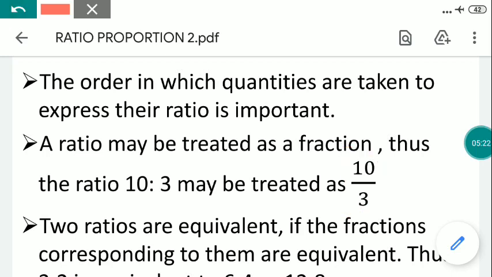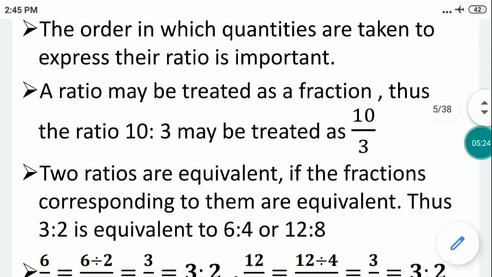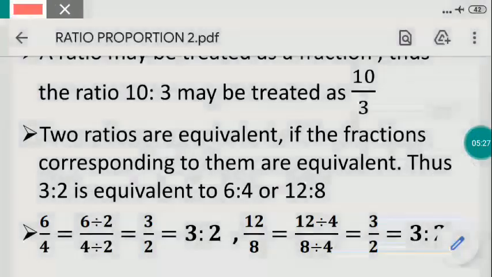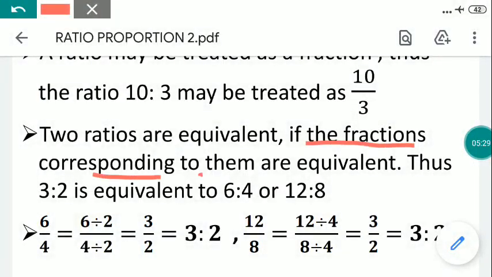Next, two ratios are equivalent if the fractions corresponding to them are equivalent. That means suppose you are given ratios, write down those ratios in terms of fractions and check whether those fractions are equivalent or not. Thus the ratio 3:2 is equivalent to 6:4 or 12:8.